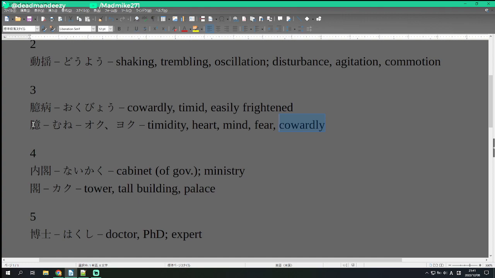Oku, hokani, mune is timid, heart, fear, or cowardly. Oku, the moon's thoughts, as opposed to the sun's thoughts, which are usually brave, gallant, and nice. The moon's thoughts are fearful, timidity, or heart. Oku.